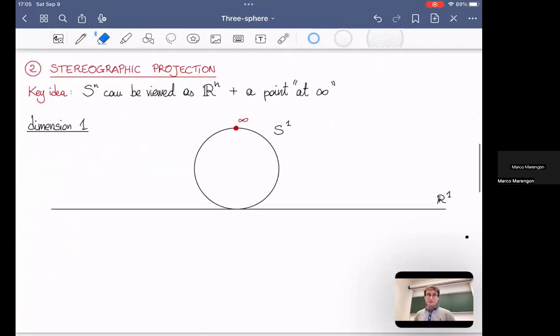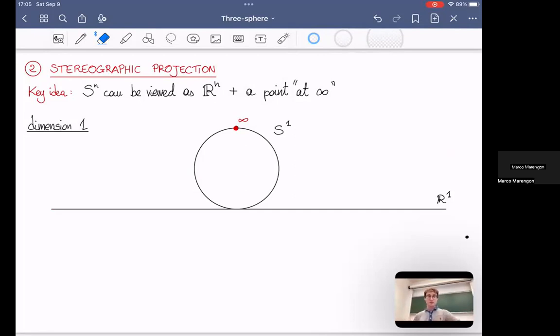All right, in order to visualize the three sphere, I will first tell you how you can visualize the circle, starting from the real line. We will use a concept called the stereographic projection. The key idea that I wrote here is that the n sphere, so the circle, the sphere, or the three sphere, can be viewed as Rn plus a point at infinity. So let's see what I mean by this.